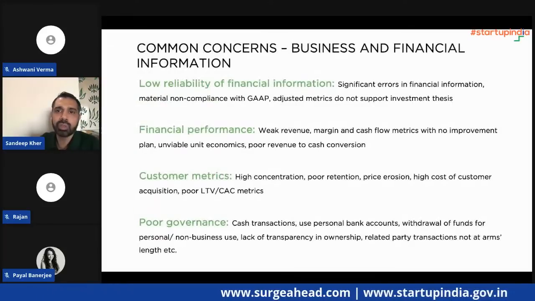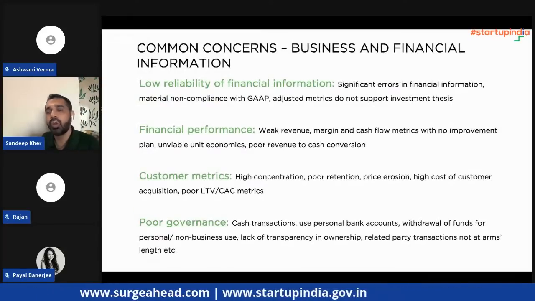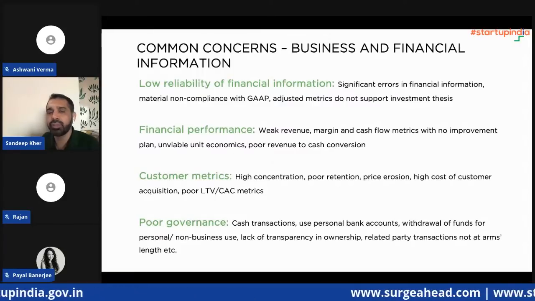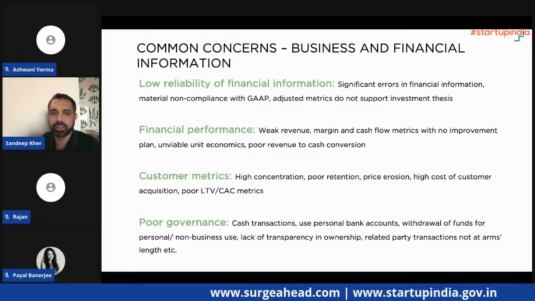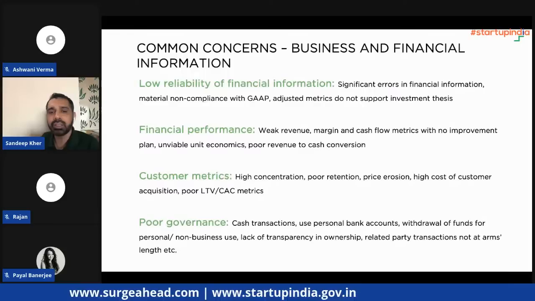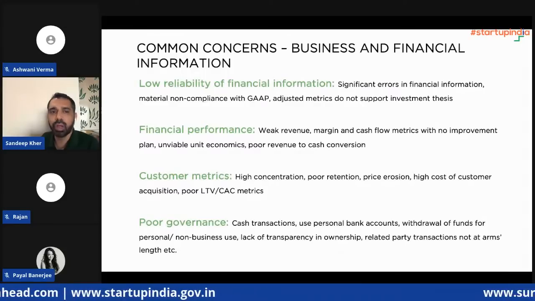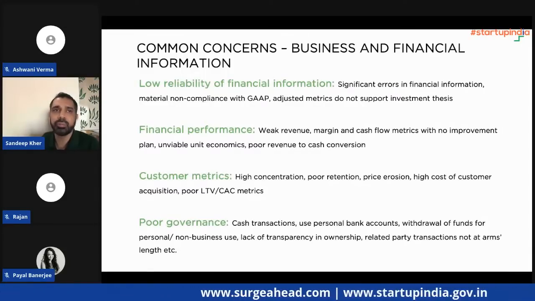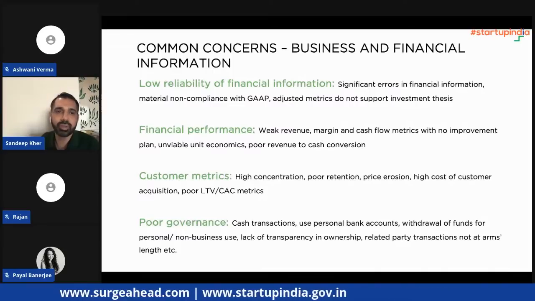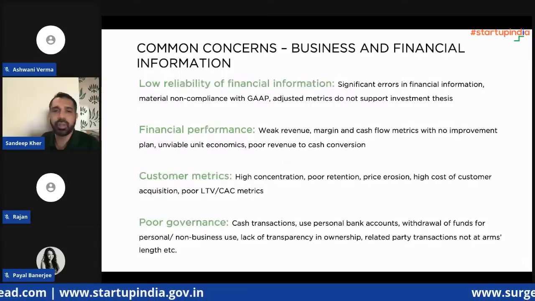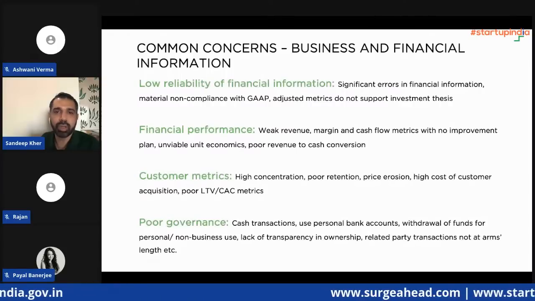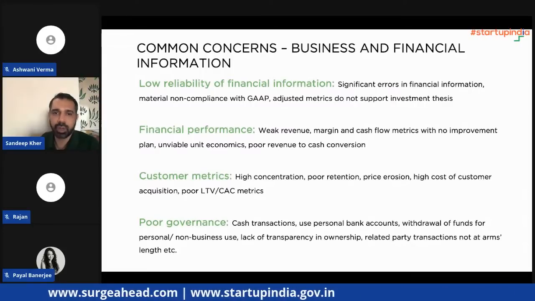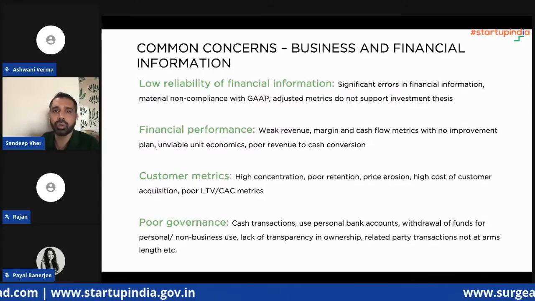I'll move on to some of the concerns that normally come, and I'll break this into two parts. I have the business and the financial section, and then I have the legal section as well. I think the concerns that we typically see are around reliability of financial statements. People have prepared financial statements on a cash basis. All serious financial investors that come on today to write a check would want you to follow GAAP accounting. What I mean by that is the accrual basis of accounting.